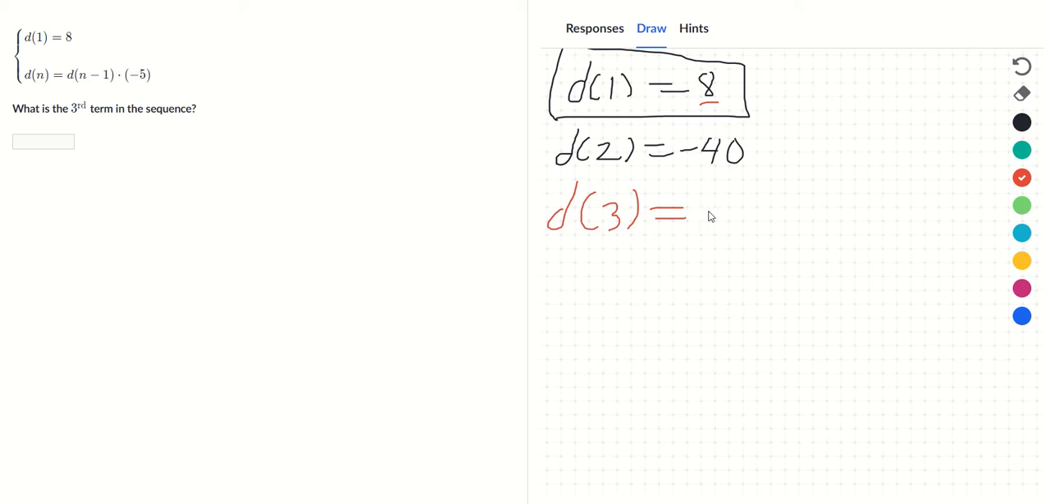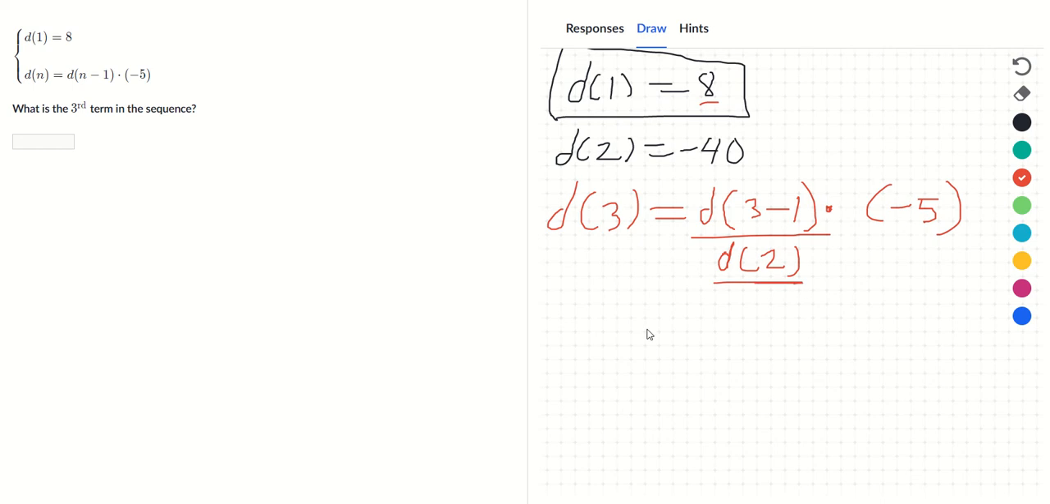So d of 3 equals, okay, now you see where I'm going. I'm going to write it here just for explanatory purposes: d of 3 minus 1 times negative 5. Because once you understand it, you don't have to do this part. Because d of 3 minus 1 is actually d of 2, right? So for d of 2 you're going to have d of 1, for the next one d of 2, for d of 4 you're going to have d of 3, and so on and so forth. It's going to be much easier to do it.